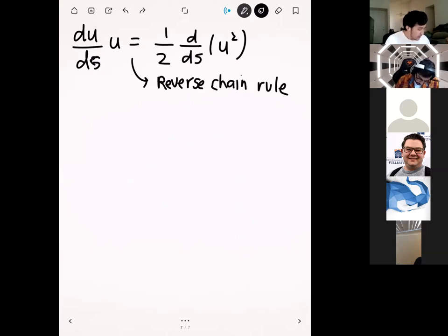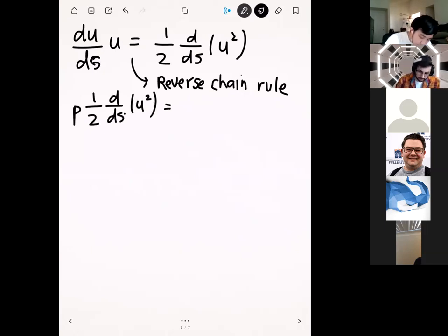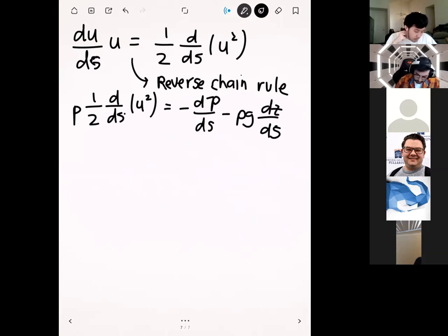Okay? And so if we plug that in, we get rho times 1/2 d ds of u squared. This is equal to minus dp, p with a ponytail, so this is pressure, minus rho g dz ds. Okay. All right.